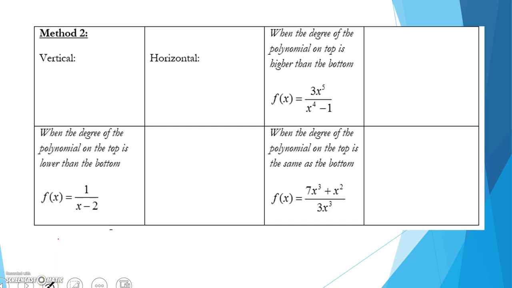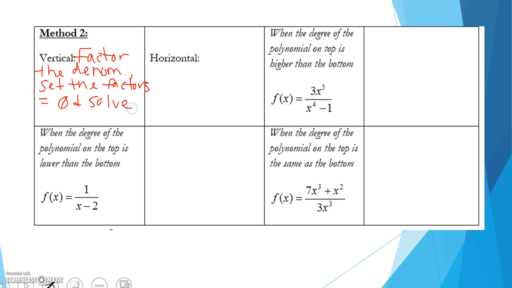So to find the vertical, what you do is you factor the denominator, and that could be with sign divide, the formulas, or GCF. And then after you do that, you set the factors equal to 0 and you solve them. And it's important to remember that vertical asymptotes are x equals, so I'm going to require you to write equations. Now for horizontal, it's different.